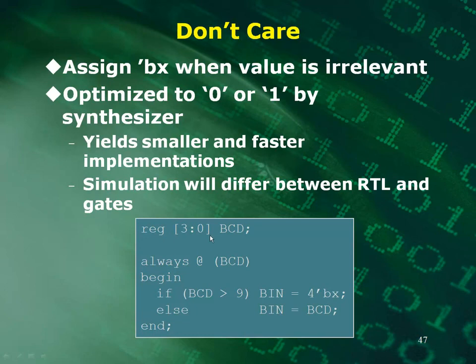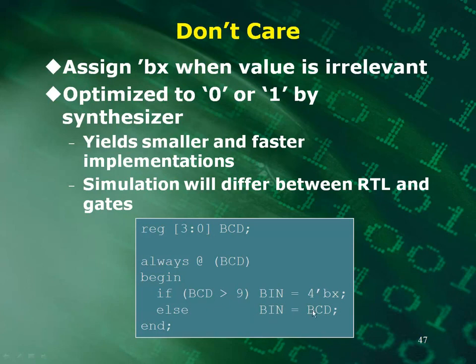So here's an example. I've got a 4-bit register called BCD. Anytime that changes, I'm going to say if BCD is greater than 9, then this other output that I'm creating here, I'm going to say it's equal to 4'bX. I don't care. I'm only interested in stuff from 0 to 9. Okay?